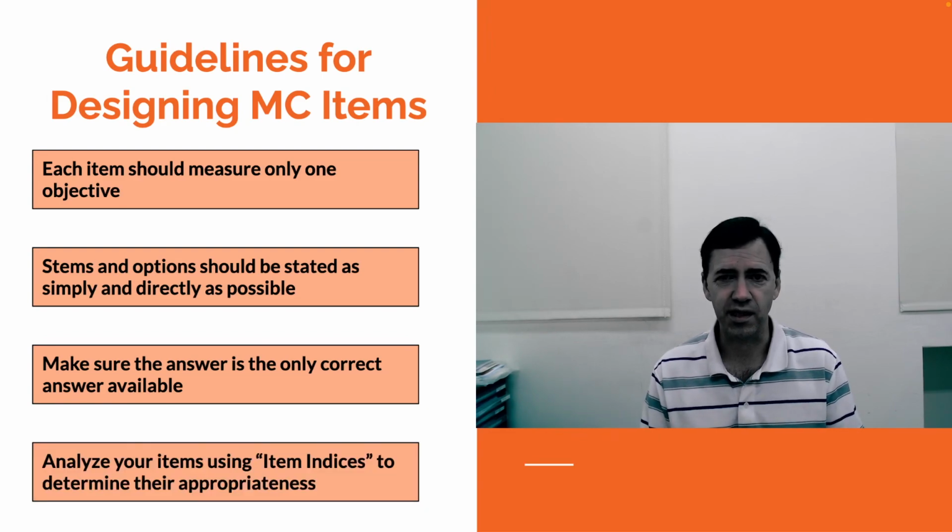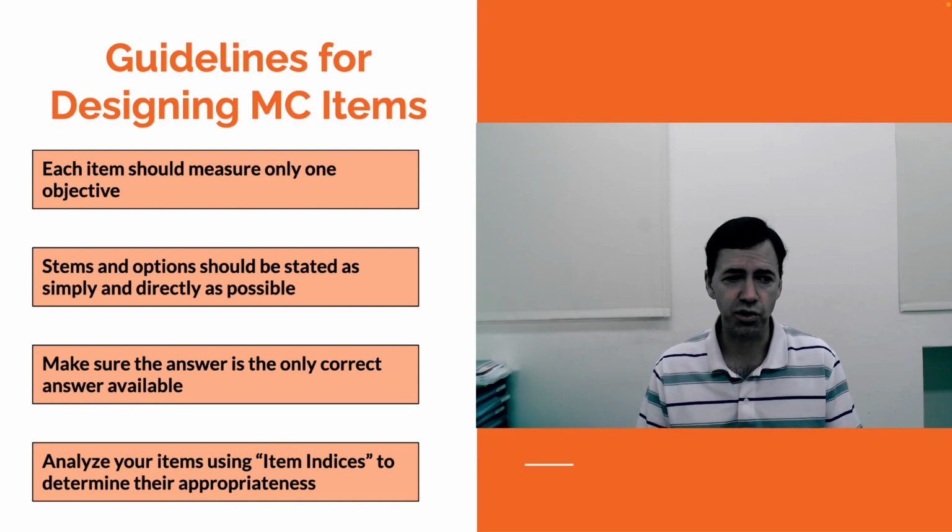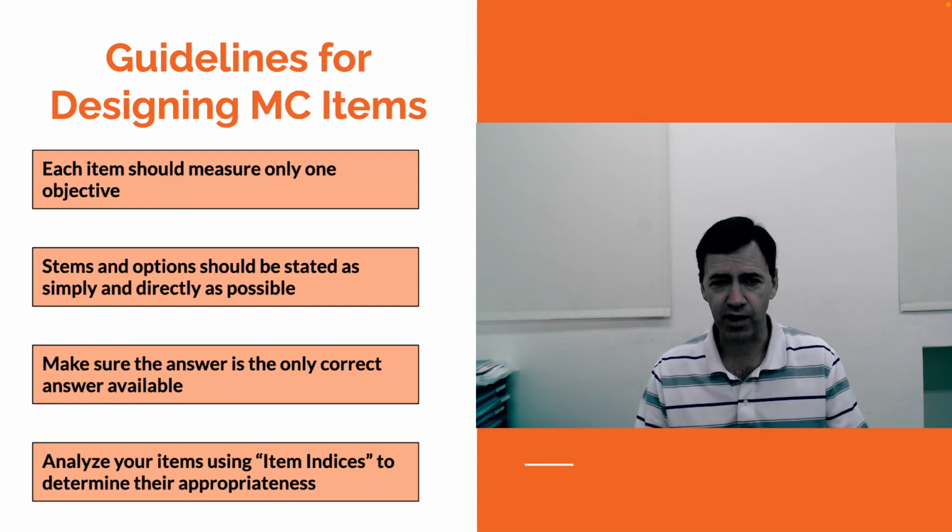Now, the fourth one is that you can statistically analyze your multiple choice items using some different types of item indices. And you can use those statistics to determine if your items are appropriate for the different levels of your students, and also to differentiate between your high level and your low level students. And you can also use them to determine whether your distractors are actually good or not. So I'm going to go through each one right now with some examples.